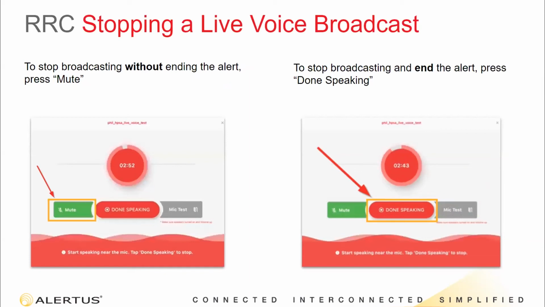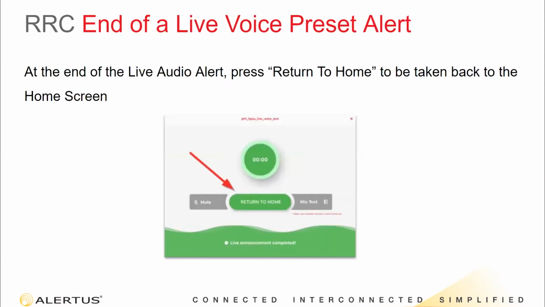To stop broadcasting without ending the alert, simply press on mute. Now, if you wish to end the alert and you're done speaking, you can click on Done Speaking and you'll be prompted to return to the home screen. It will end the alert at that time.